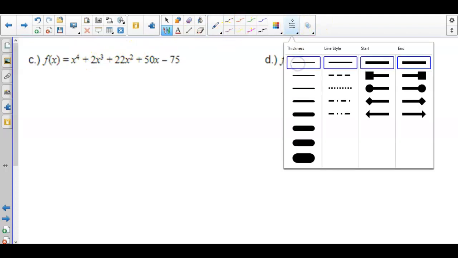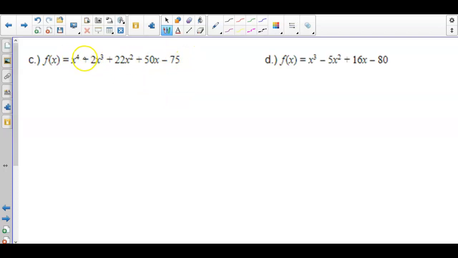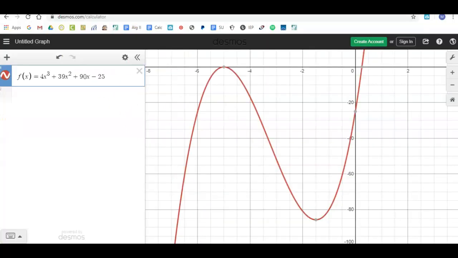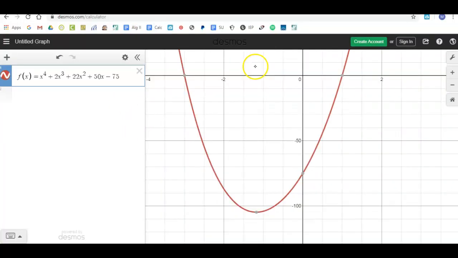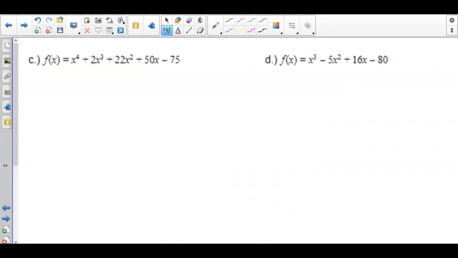And this one is another where, again, I'm going to start from the graph since this is not factorable. If I pull up the graph to this problem, I'm going to pick one of my real roots, which is at negative 3. So I'm going to take x equals negative 3, which tells me that x plus 3 is one of my factors. And we're going to use synthetic division on x equals negative 3. So I have 1x to the 4th, 2x to the 3rd, 22x squared, 50x, and negative 75. And I'm going to bring the 1 down.